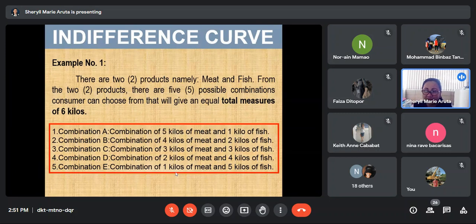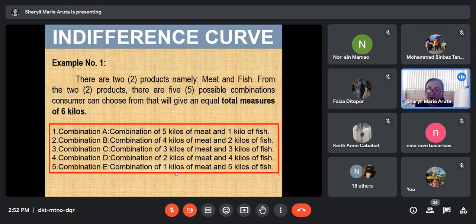So we have combination A. Pwede 5 ka kilo na meat and 1 kilo of fish. Or you can have combination B, 4 kilos of meat and 2 kilos of fish. Or combination C, 3 kilos of meat, 3 kilos of fish. Combination D, 2 kilos of meat and 4 kilos of fish. And the possible last combination E, 1 kilo of meat and 5 kilos of fish.